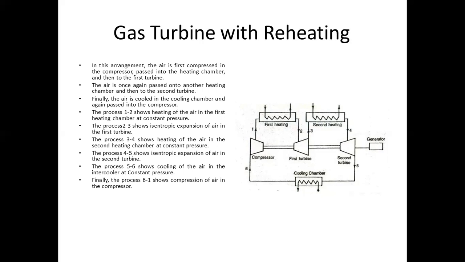The process 4 to 5 shows isentropic expansion of air in the second turbine. The process 5 to 6 shows cooling of the air in the intercooler at constant pressure. Finally, the process 6 to 1 shows compression of air in the compressor.